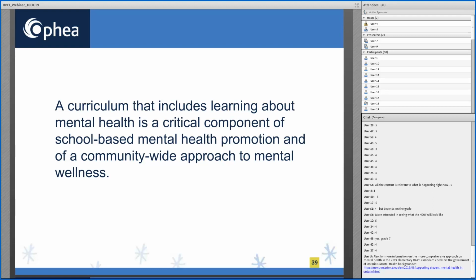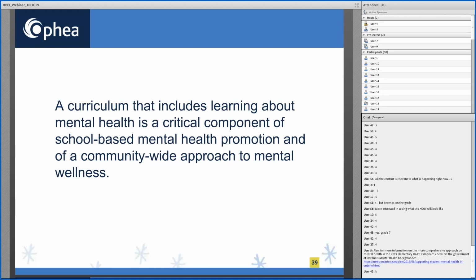We know that the learning within that approach happens best within the context of a so-called healthy school, and that curriculum is a significant component of the development of a healthy school. All of you will be aware of the Ministry of Education's Foundations for a Healthy School document, and those five connected areas: curriculum, teaching, and learning; school and classroom leadership; student engagement; social and physical environments; and home, school, and community partnerships.